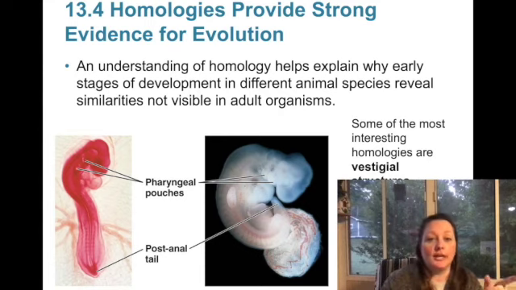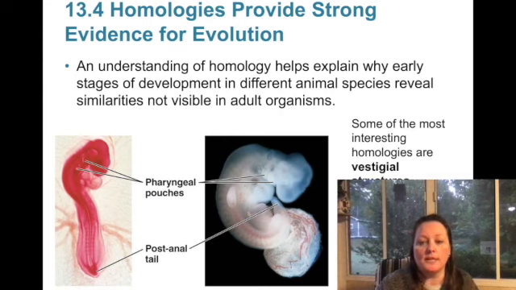So here we have a chick embryo and we have a human embryo. Both of them are marked. They say which ones they are. Both of them really, really young. And when I say really young, I'm talking in development because an embryo is not yet a baby. An embryo is still developing. You can see both of them have these little pouches up here. You can also see them in fish, actually. And then the post-anal tail.